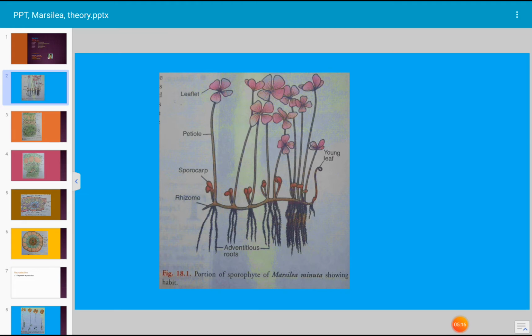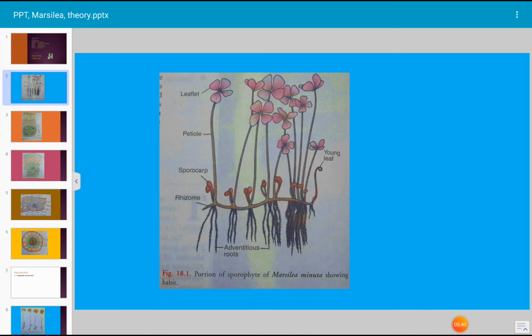The leaves of Marsilea are compound. The lamina of each leaf is divided into 4 leaflets. The leaflets are also known as pinnae. Division of the leaf blade into 4 leaflets results from two dichotomies arising in close succession of each other.